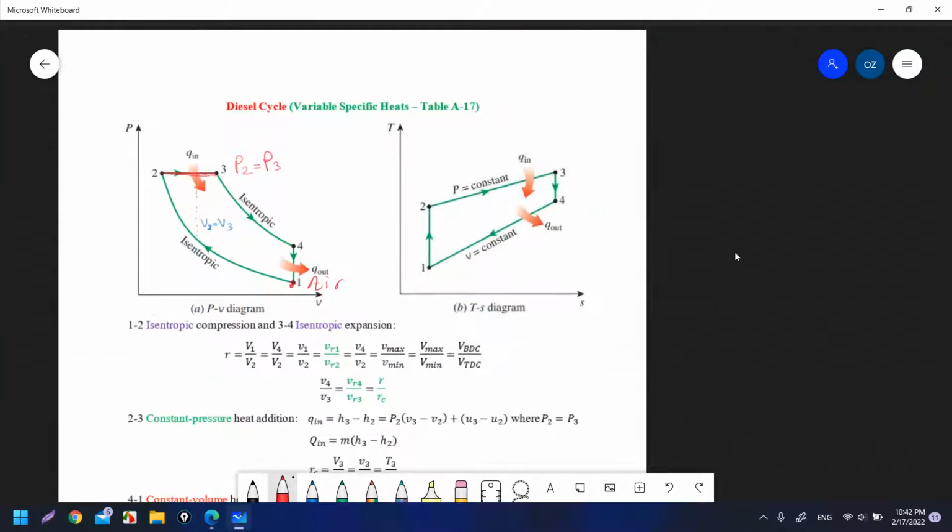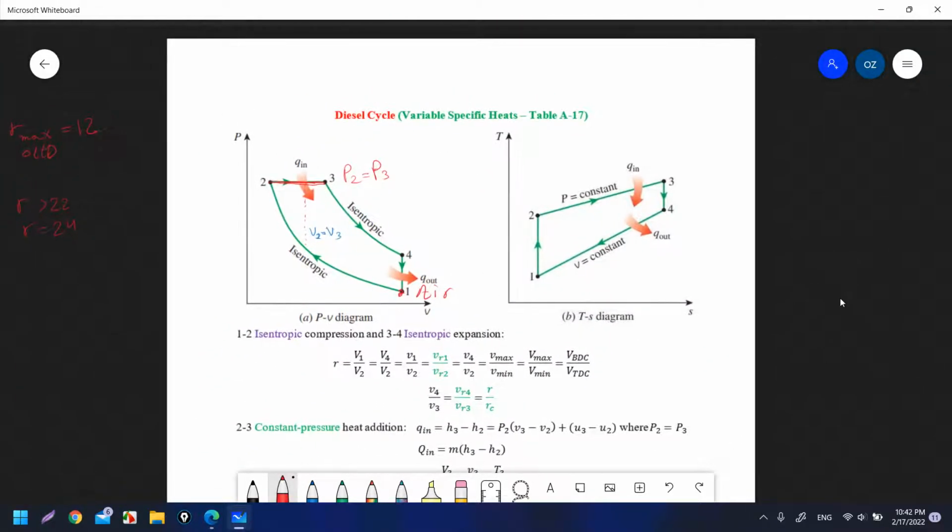But for the diesel cycle, we don't have this problem because we don't have fuel at the beginning, so we can compress the volume to be at state 2 here more than the Otto cycle.